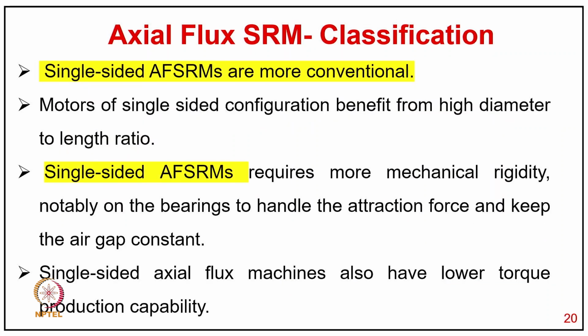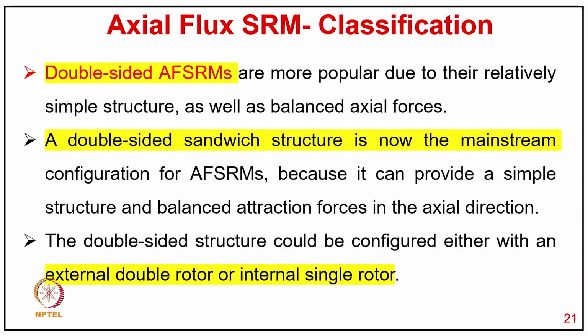So the single-sided axial flux reluctance motor is more conventional, and for the single-sided configuration it benefits from a higher diameter to length ratio. Single-sided axial flux reluctance motors require more mechanical rigidity, notably on the bearings, to handle the traction force and keep the air gap constant.